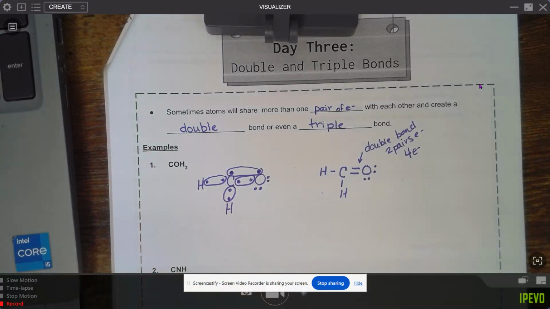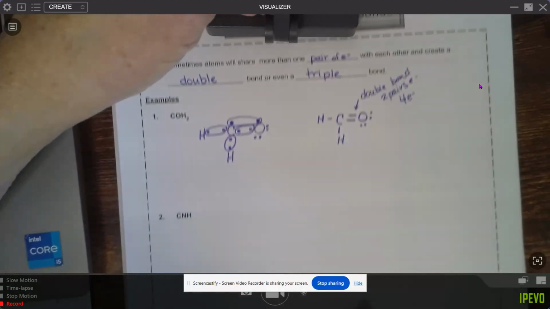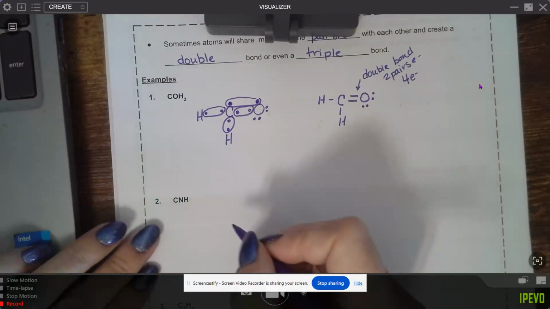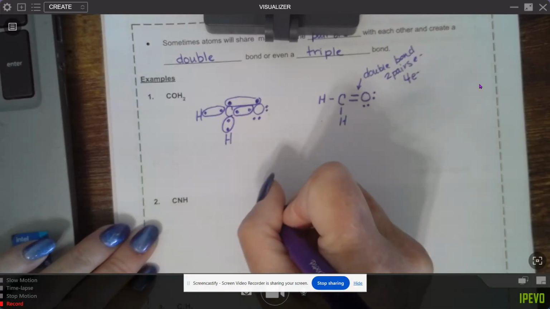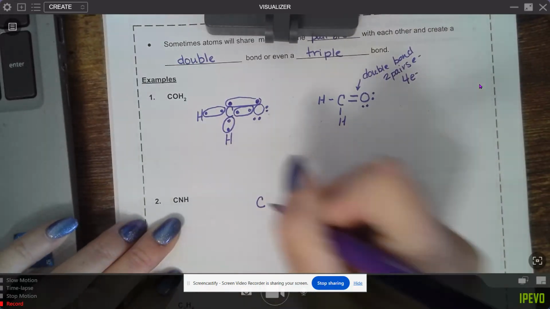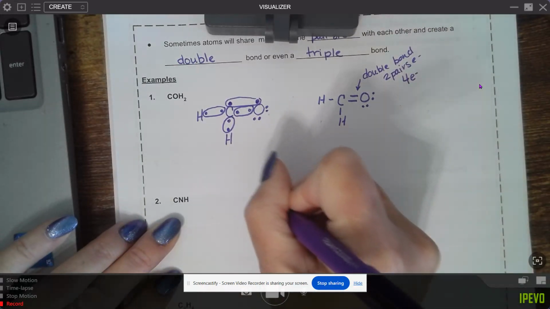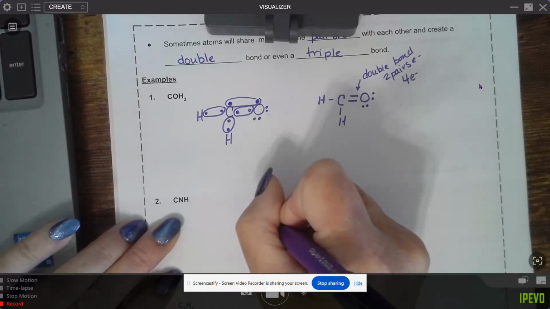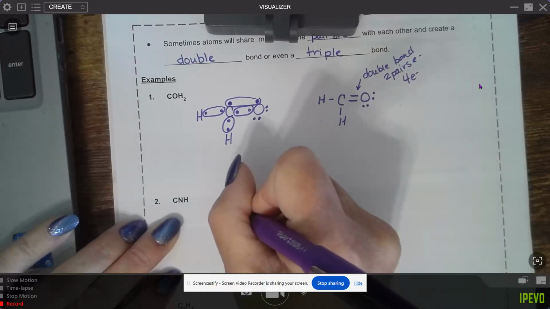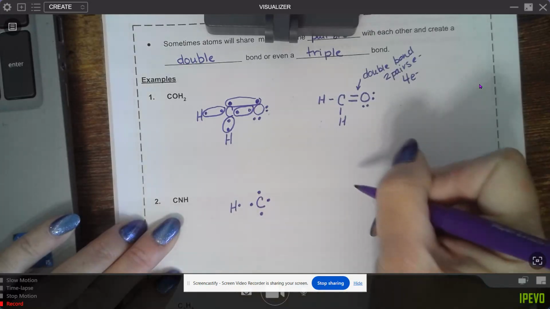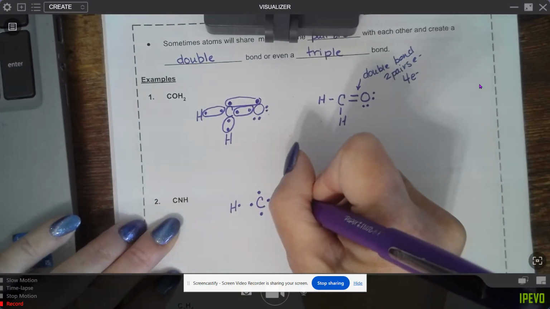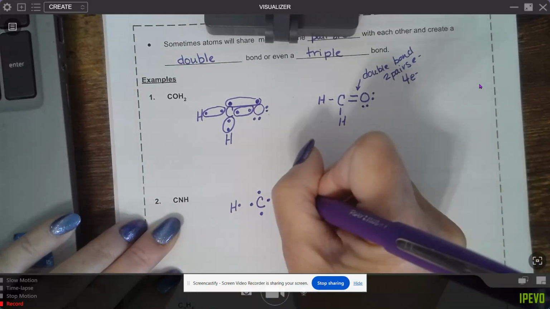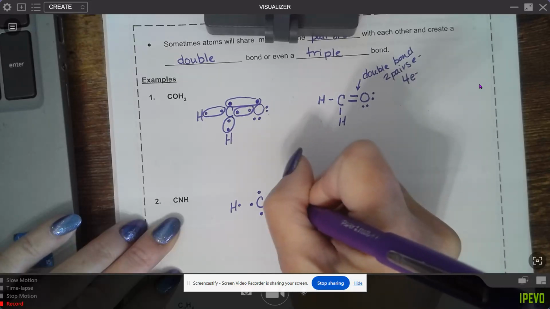All right, so let's do a second example. CNH. So carbon is going to be my central atom. And I'm going to put 4. It's got 4 valence electrons. 1, 2, 3, 4. And then I'm going to put a hydrogen on one side. And I'm going to put a nitrogen on the other side. Nitrogen has 5 valence electrons.